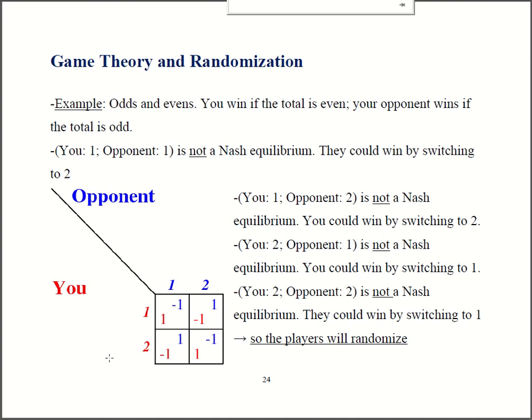The Nash equilibrium still exists though. The Nash equilibrium is that you both randomize. You're going to play either 1 or 2 with probability 50% each. So there is a Nash equilibrium. Your book is incorrect when it says there's no equilibrium here.